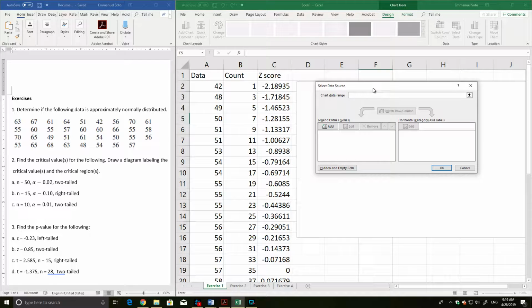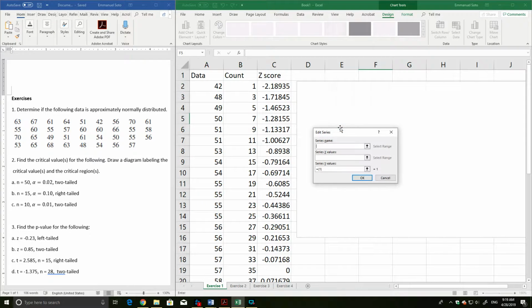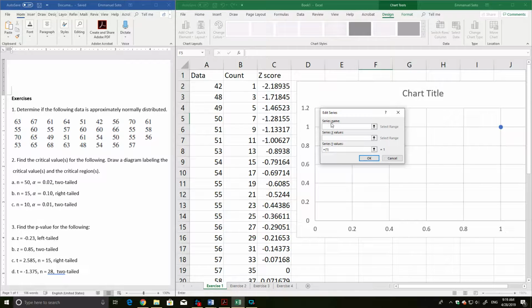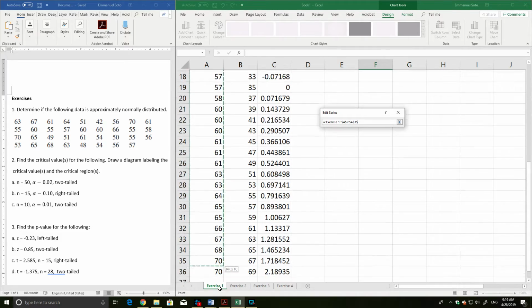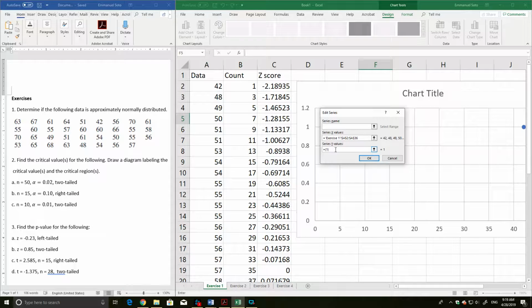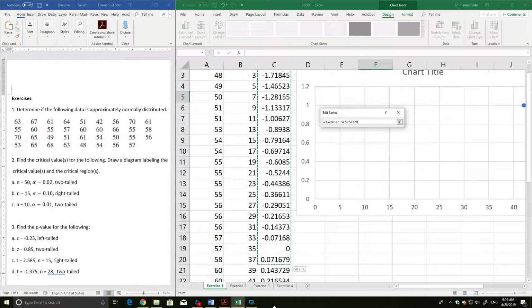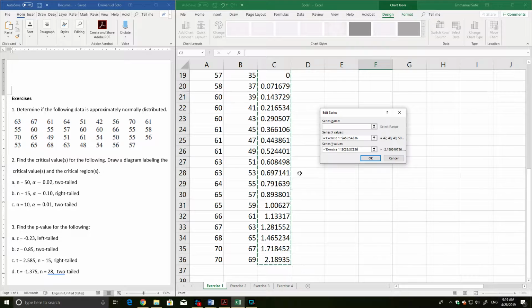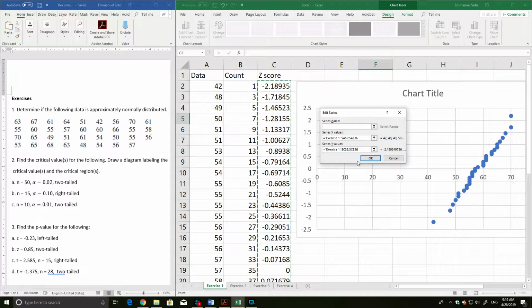All right, so now since there's nothing here, I'm going to go ahead and add an entry. You want to go to series X value since you want to select your X data. Now we're graphing z-score versus data, so the data is my x-axis. Then you want to click on your y values. By default, this is labeled 1, but you want to delete that. Then select your z-scores for your y-axis. All right, so now you should have a nice looking graph.